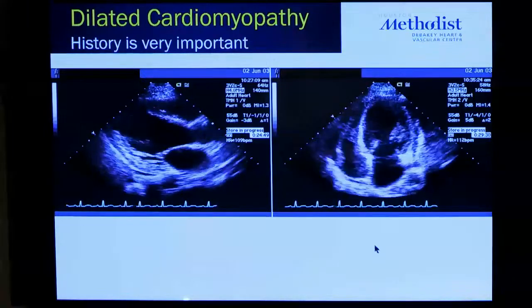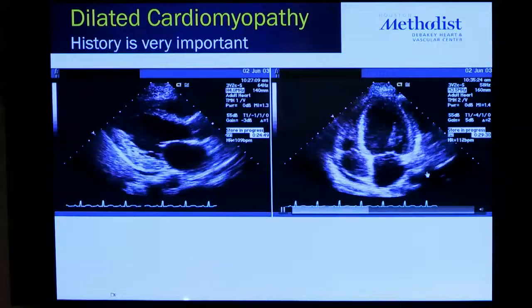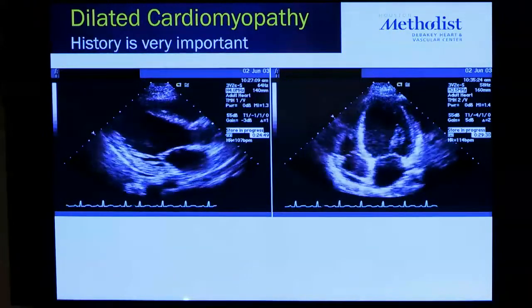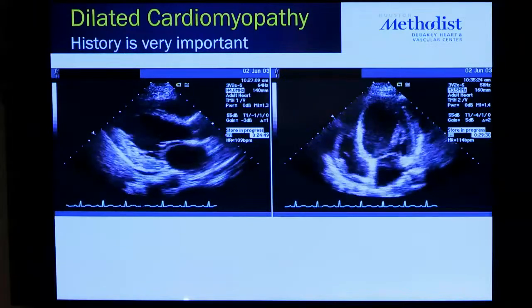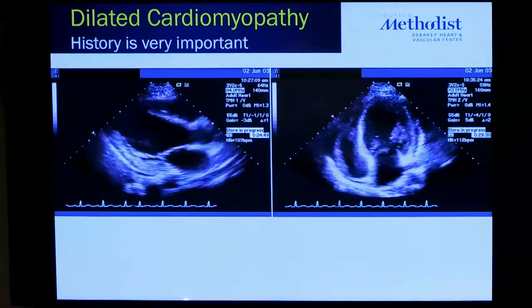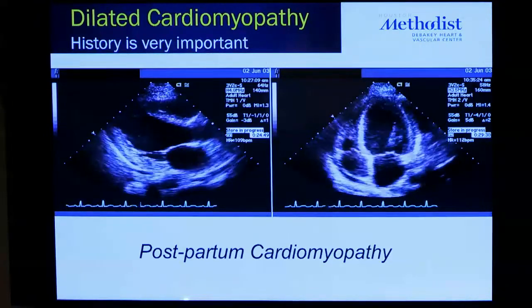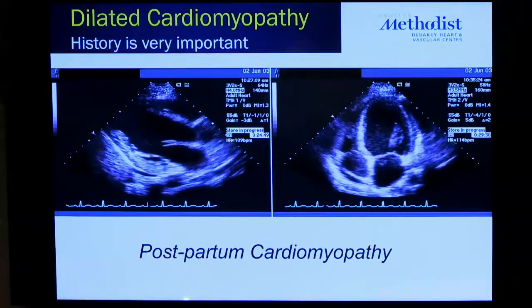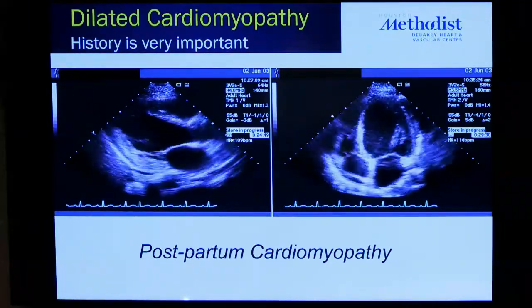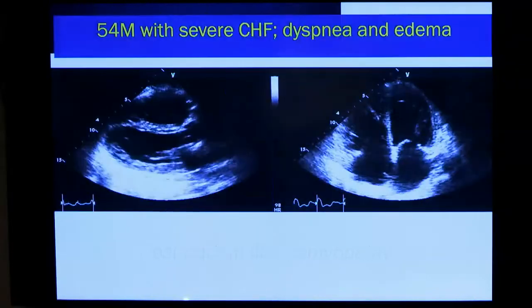Another heart that looks enlarged and reduced function. Could be many things, right? Could be a patient with a chronic history of alcohol abuse. It turns out to be a young woman that recently had a baby. Well, now that puts it very likely into a postpartum or peripartum cardiomyopathy. Nothing in this echo would be telling us that that's what it is, right?